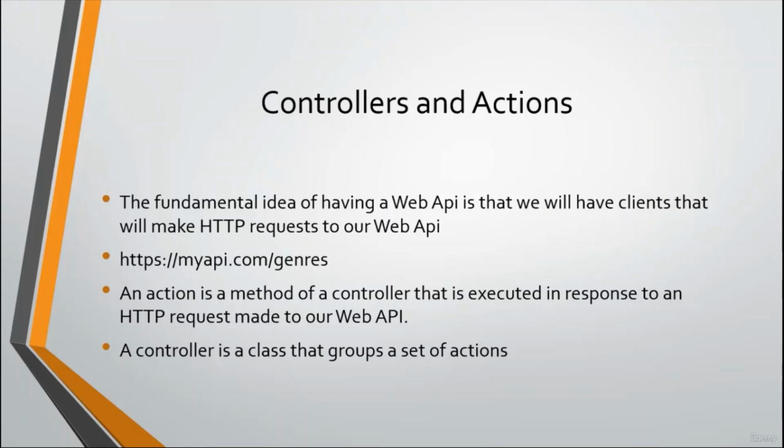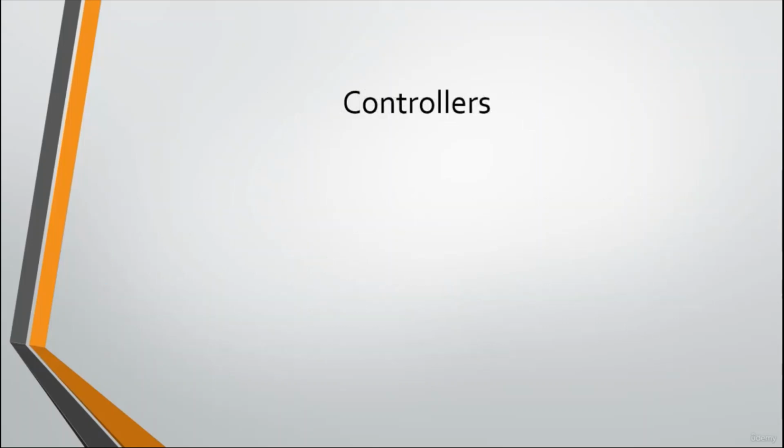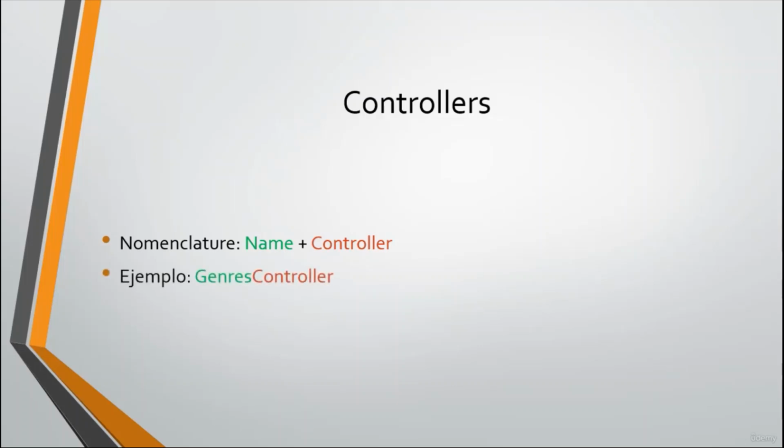Thus, in the case of our endpoint /genres, it is likely that we have a single controller which handles the actions related to this resource. By convention, controllers are named by concatenating a word, such as the name of a resource, with the word controller. Thus, a controller for genres can be called GenresController. These controllers are usually placed in a folder named Controllers, although this is just a convention and you can put a controller wherever you want.